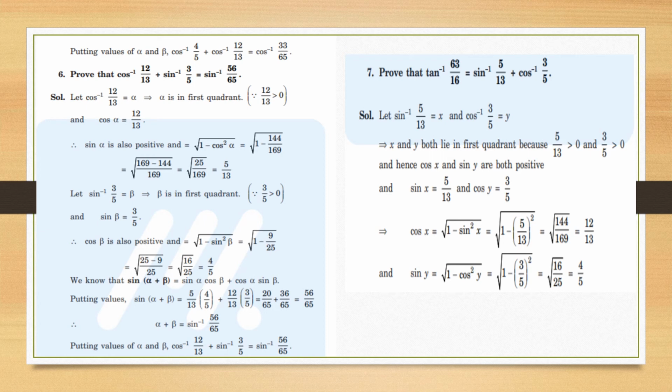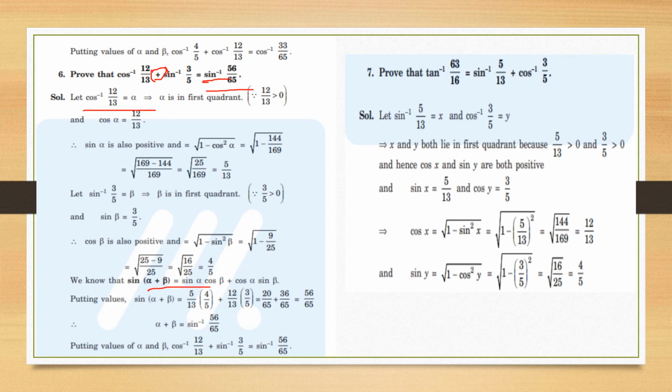Number 6: I again have to change cos inverse 12/13 plus sin inverse 3/5 to sin inverse 56/65. So definitely I'm applying the formula of sin(alpha plus beta). How did I get this? I have to change to sin, and the sign is plus, so I'll apply the formula of sin(a plus b), which is sin a cos b plus cos a sin b. So again, start with it.